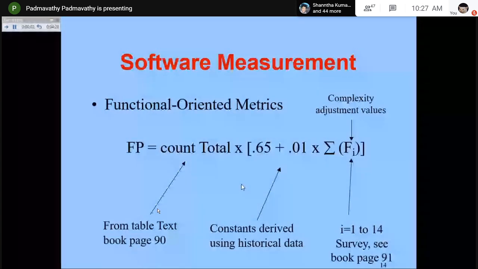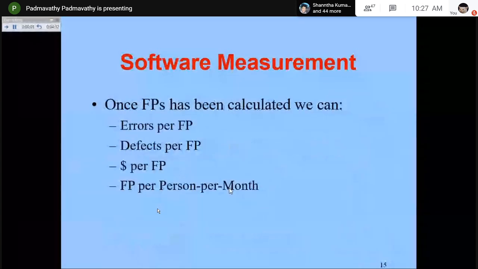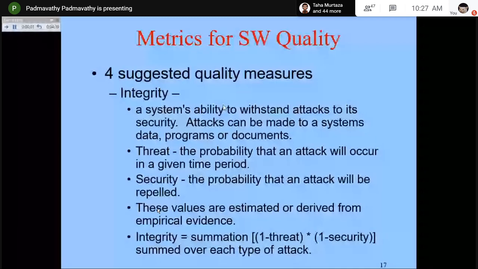This metric I'll teach you in the other sessions. So, 4 suggested quality measures. For a quantity measure, we saw lines of code as a metric. But for software quality, how do you measure? I said it is all the abilities of the software. Quality is nothing but measuring the ability of the software. So how is it measured?